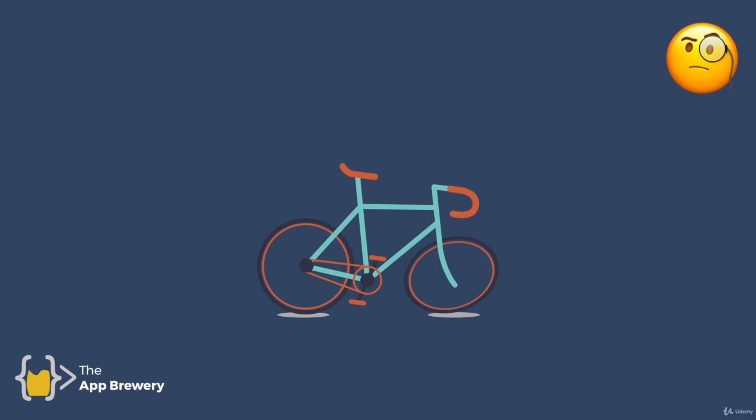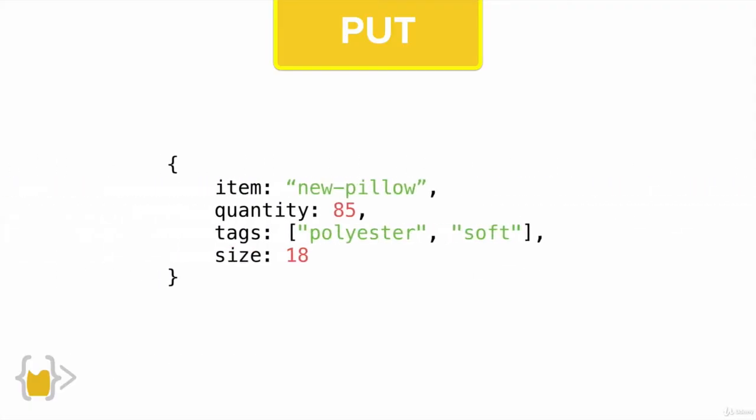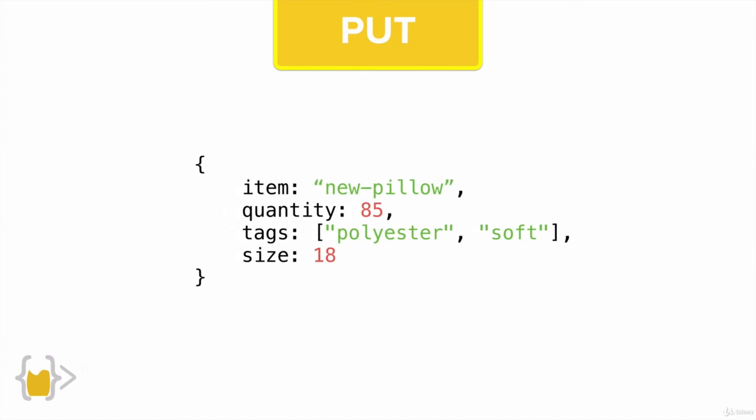So there were 2 ways that they could fix this problem. Option 1 was they send me an entire new bike. So this is the equivalent of put. You're updating your database by sending an entire entry to replace the previous one.